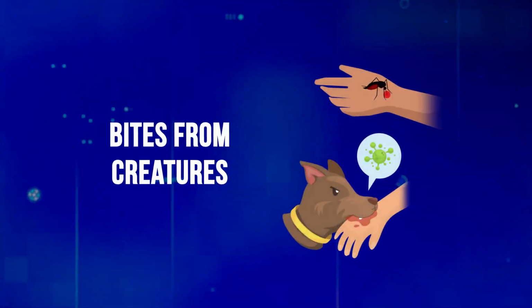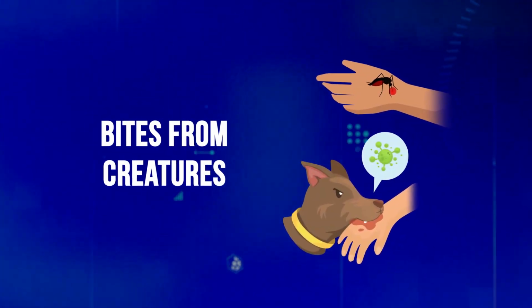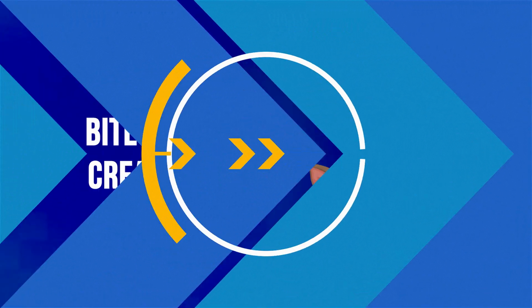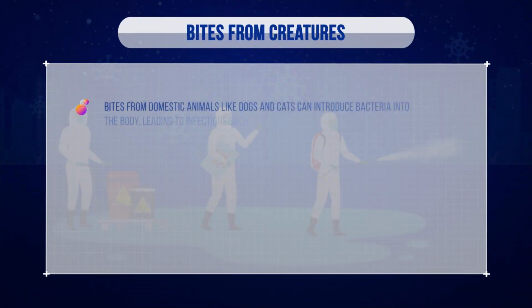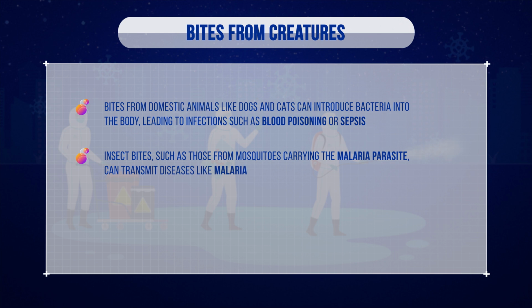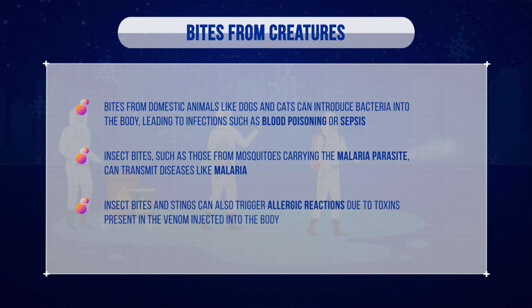And finally, bites from creatures like dogs, cats, and insects can also serve as routes for infection transmission. Bites from domestic animals like dogs and cats can introduce bacteria into the body, leading to infections such as blood poisoning or sepsis. Insect bites, such as those from mosquitoes carrying the malaria parasite, can transmit diseases like malaria. Insect bites and stings can also trigger allergic reactions due to toxins present in the venom injected into the body.